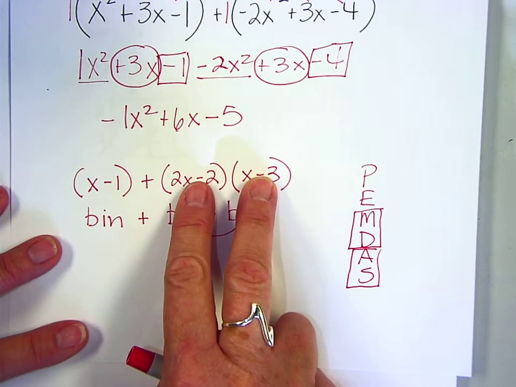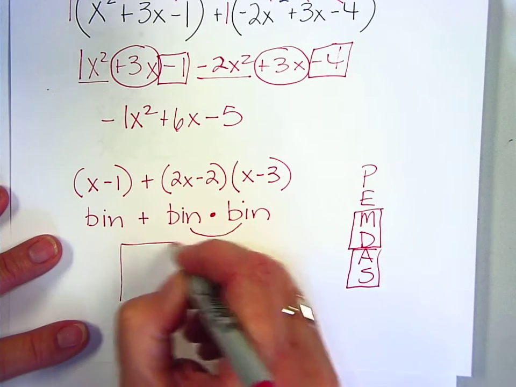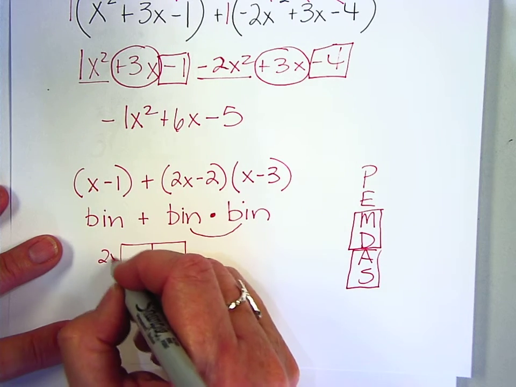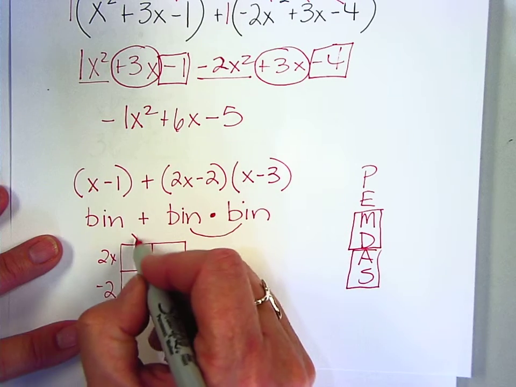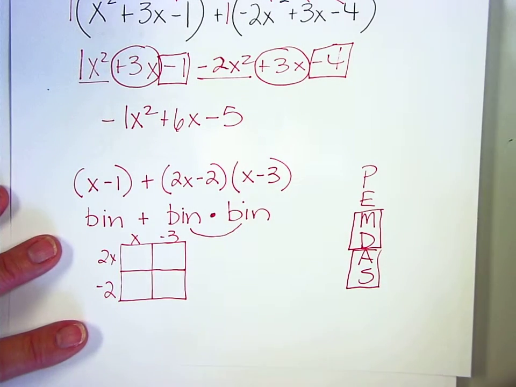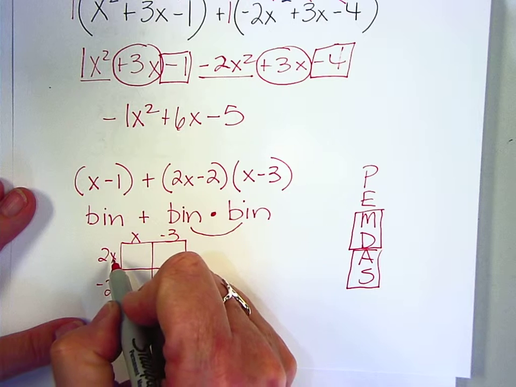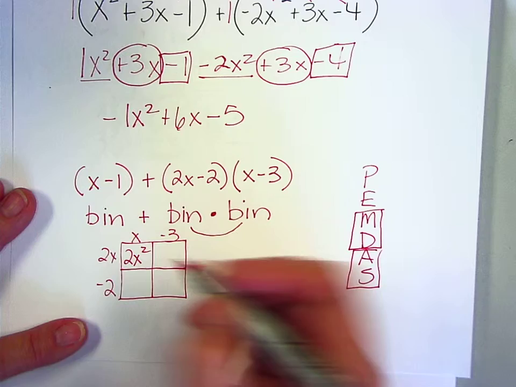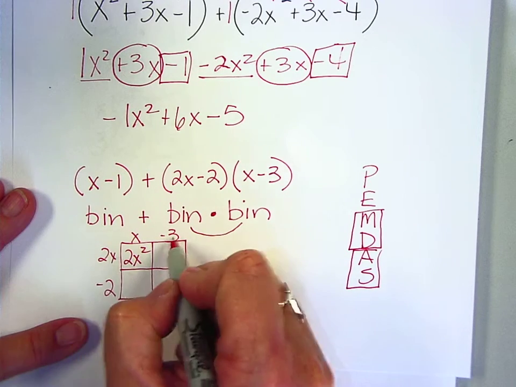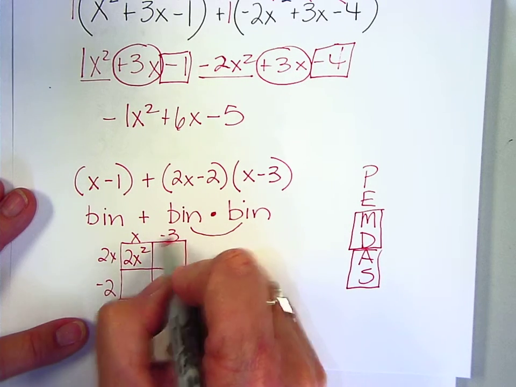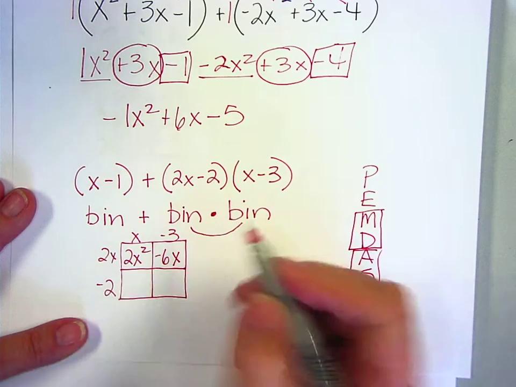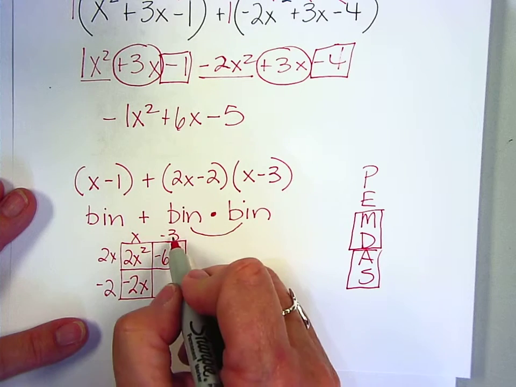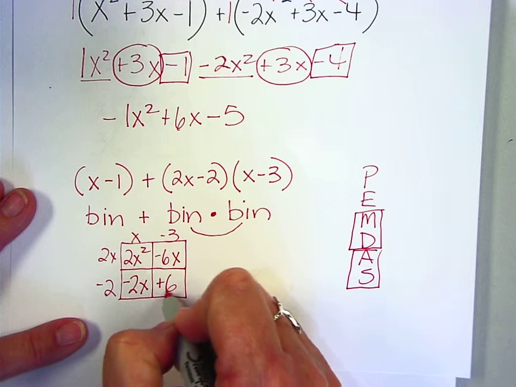So I have a binomial times a binomial. That's going to be a 2 by 2. My two terms here are 2x and negative 2 and x and negative 3. Now be careful, you're multiplying. This is 2 times x, which is 2x squared. This is 2 times x times negative 3, which is negative 6x. This is negative 2 times x, which is negative 2x, and negative 2 times negative 3 is positive 6.